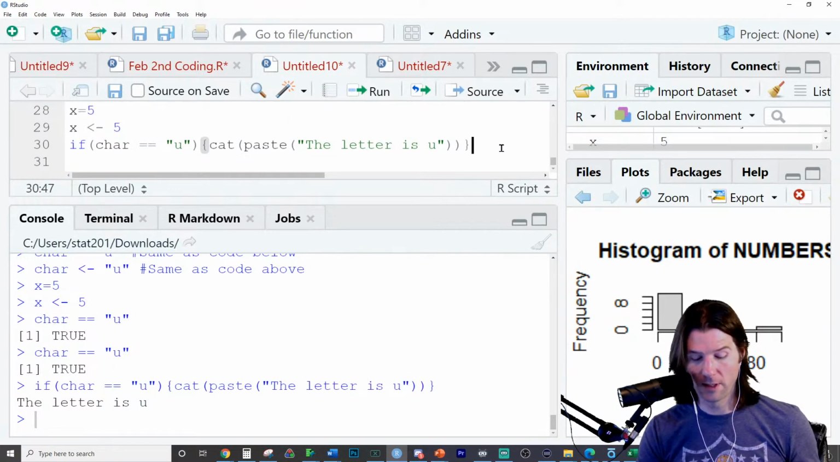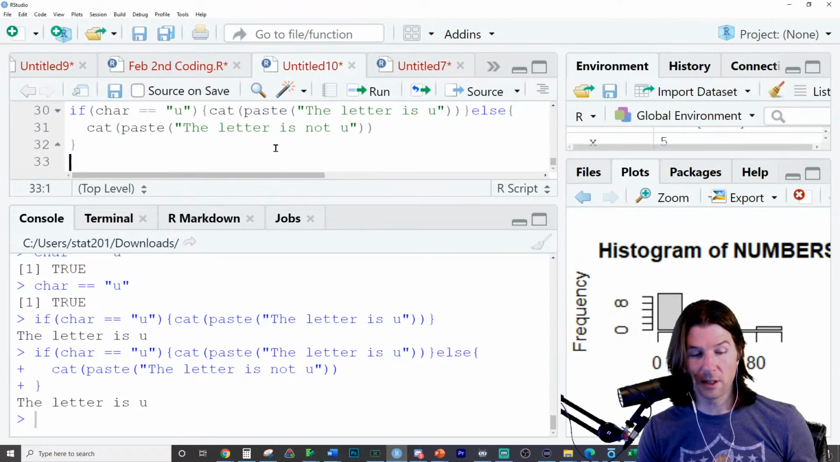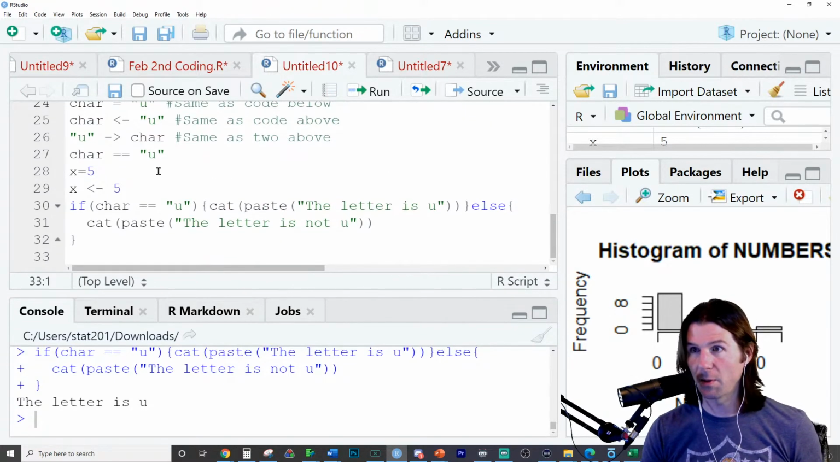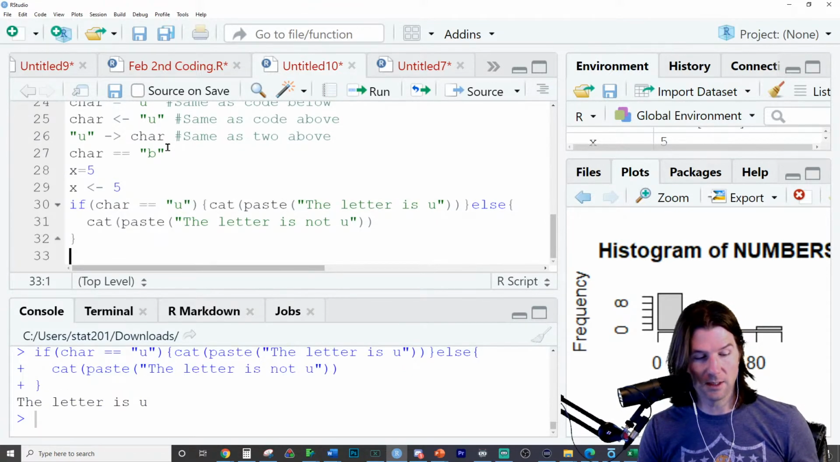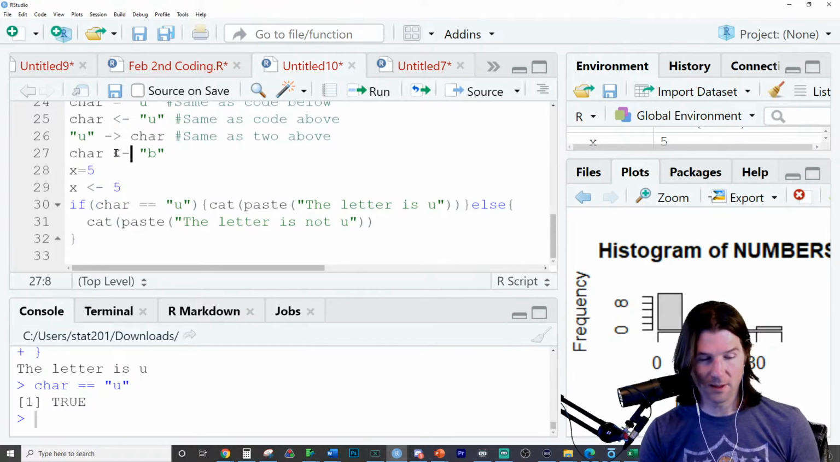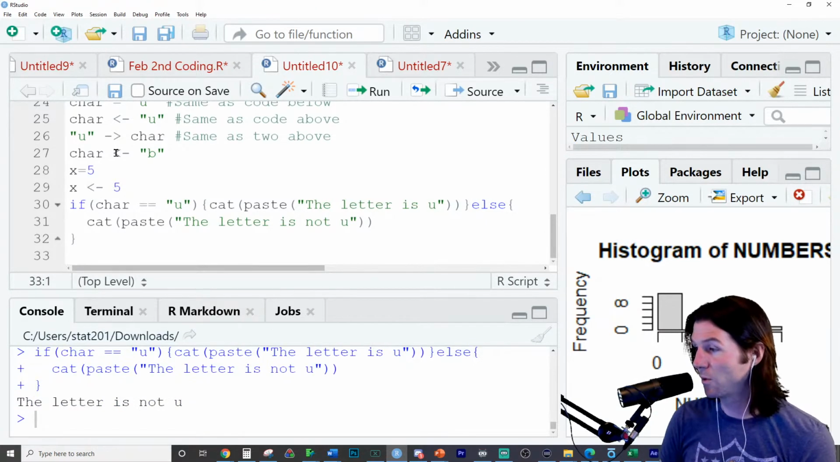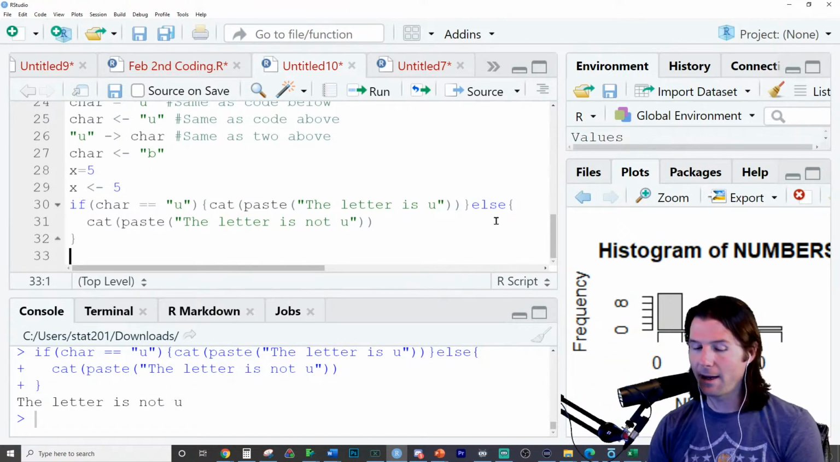But now I could go right here and say else. And else also runs code. I'm going to copy this and put this right here and say the letter is not U. Now the else isn't going to do anything right now because it's not evaluating to false. But if I go back up to character and I put in B for Brian, it's going to then evaluate. Oh no, did I not save it? What is going on? Oh, I did a logical test. I forgot that was a logical test. There we go. When your code doesn't work, you got to be like, what did I do wrong? Now it's going to run the else, and else runs code.